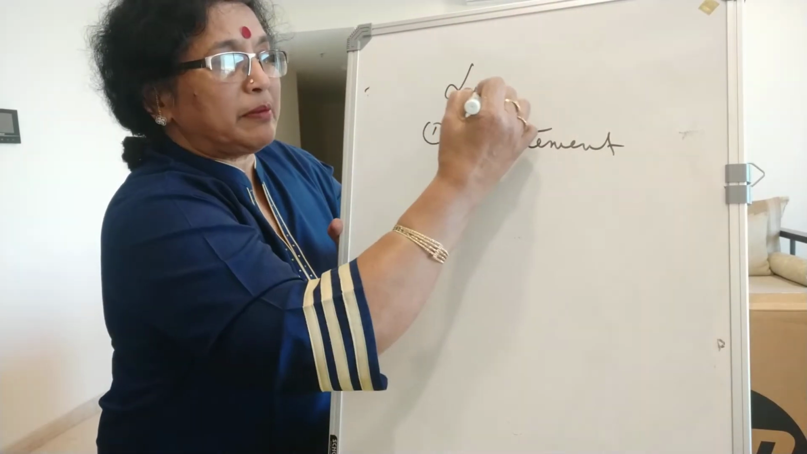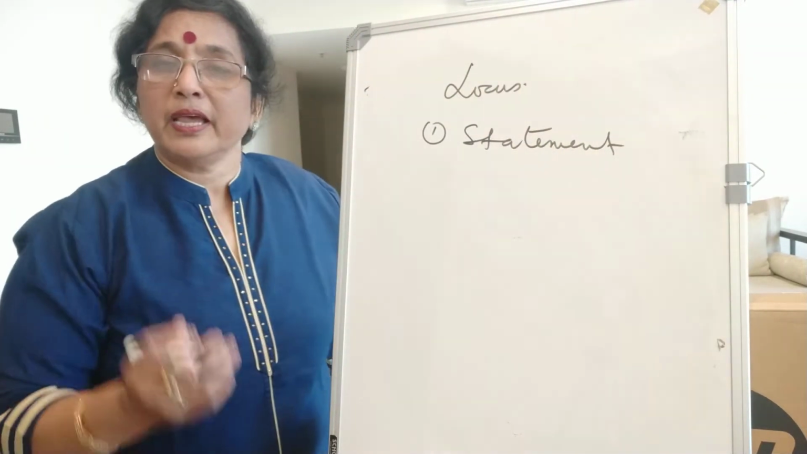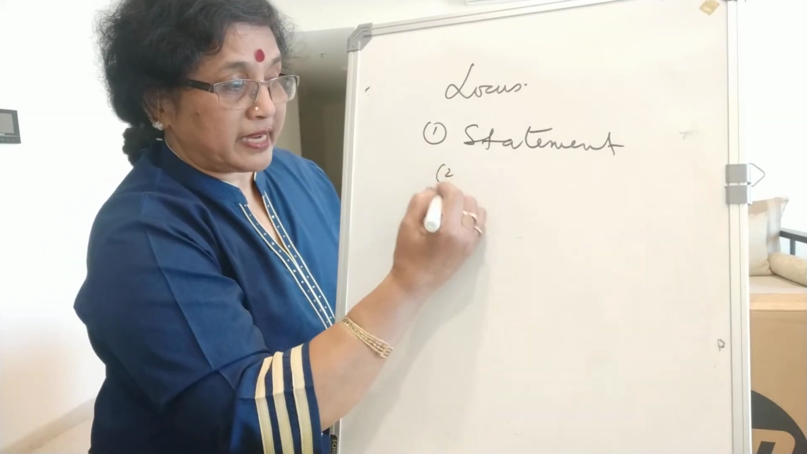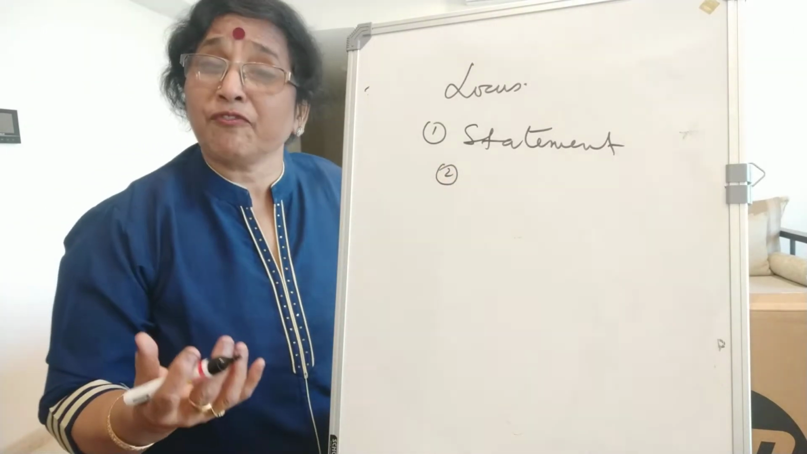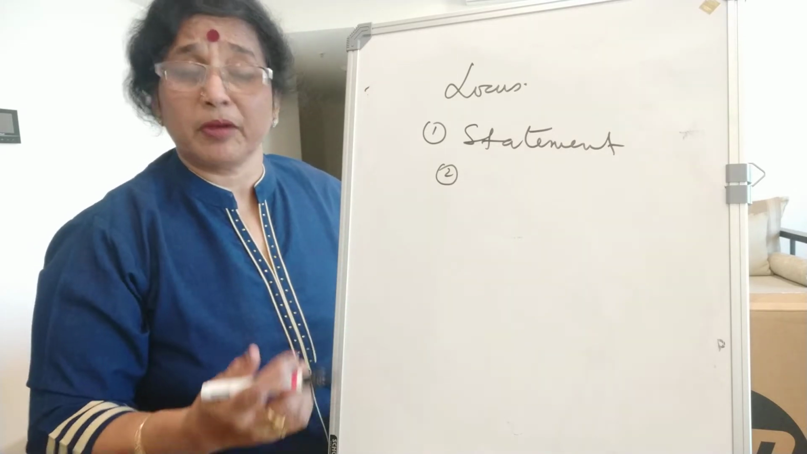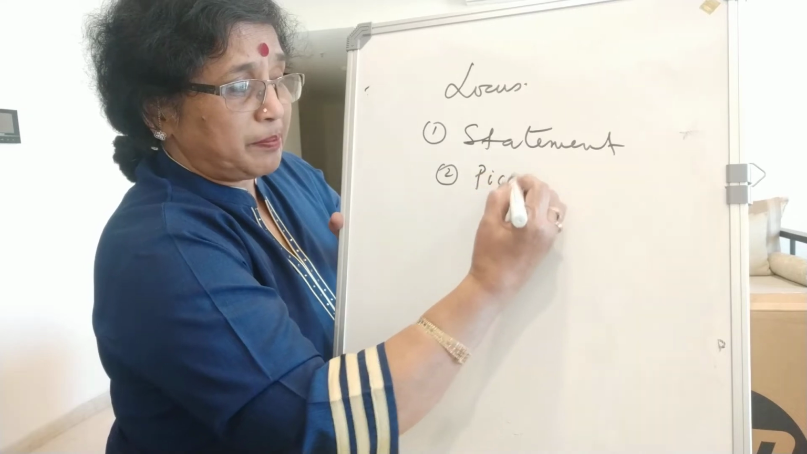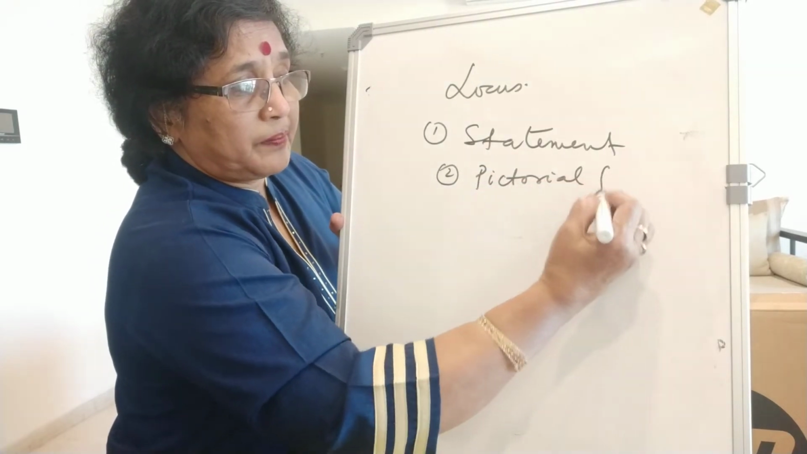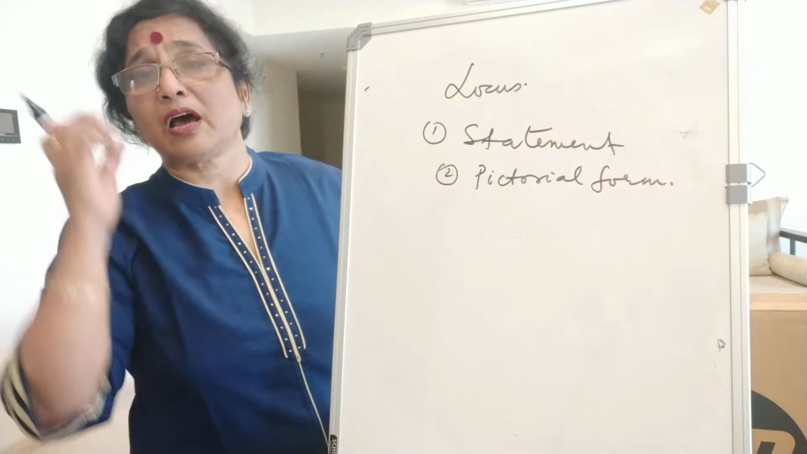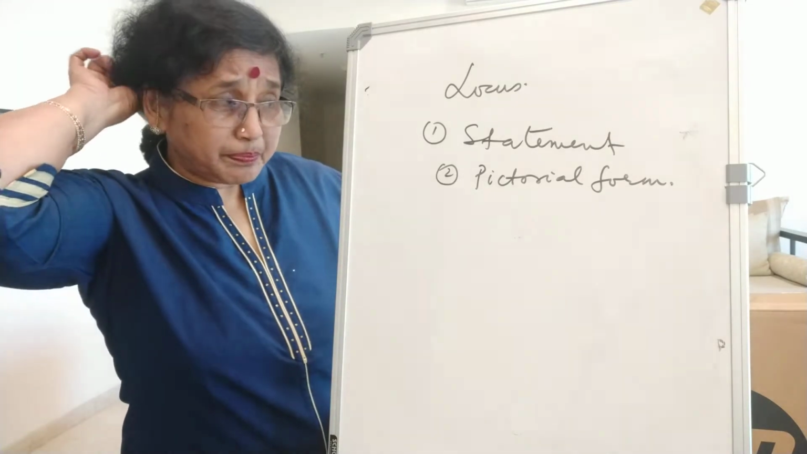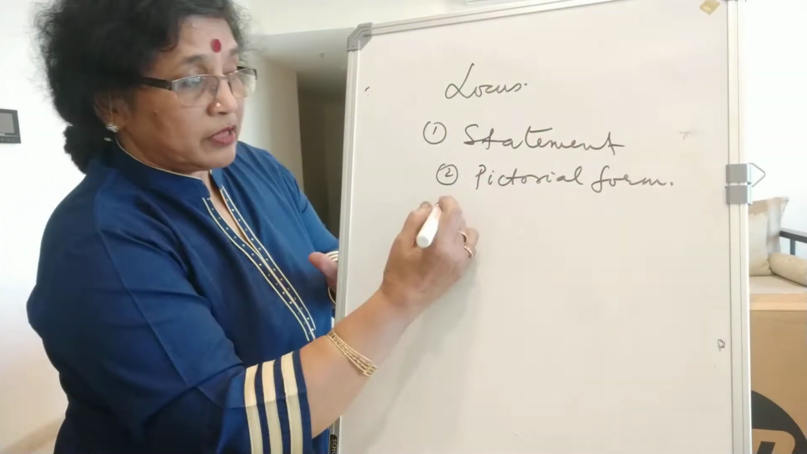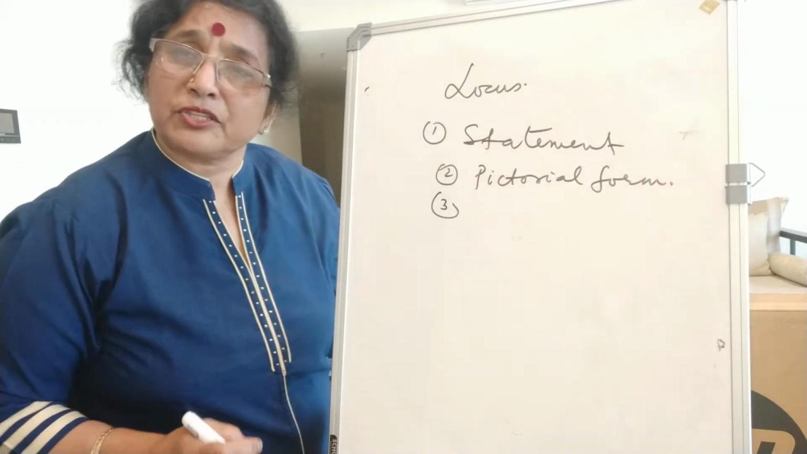I'll show you an example. It can be given in a description format. Second, a pictorial form, graphical form, or picture form. So the locus can be in pictorial form. This can be the curve which you draw on graphs, or the graphs which you make, right? That is the pictorial representation of locus.